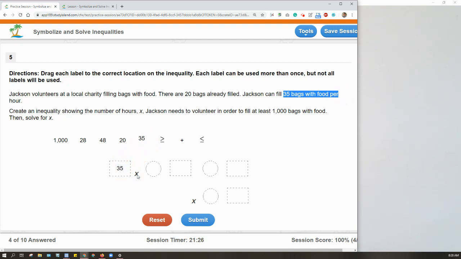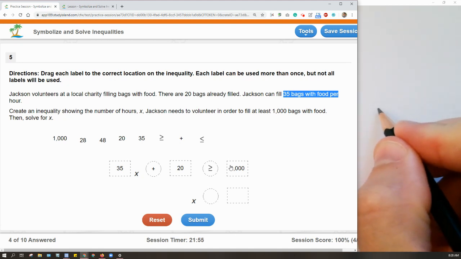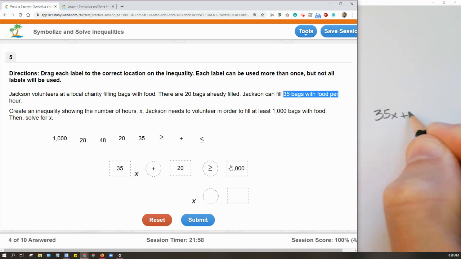So 35 times X. To that, we're going to add the number of bags that we already have, which is 20. Now Jackson needs to fill at least 1,000 bags. So he can fill exactly 1,000 bags or he can fill more, which means that the 35 bags times the number of hours plus the 20 bags already there has to be greater than or equal to 1,000. So there's our inequality. 35 times X plus 20 is greater than or equal to 1,000.